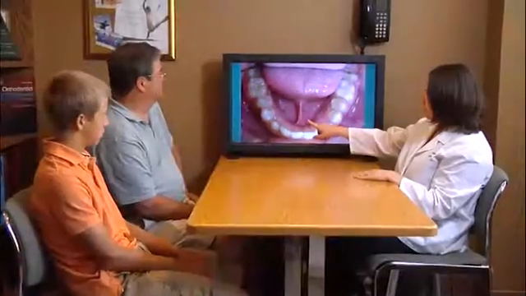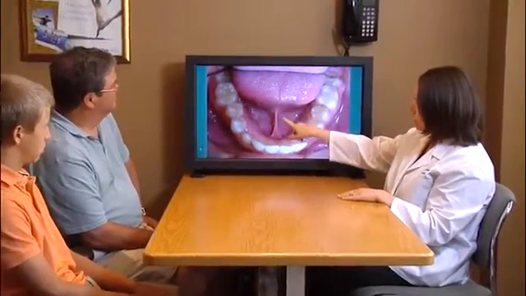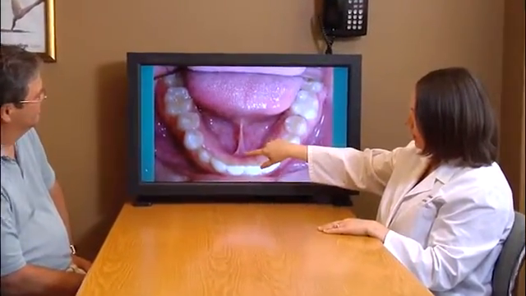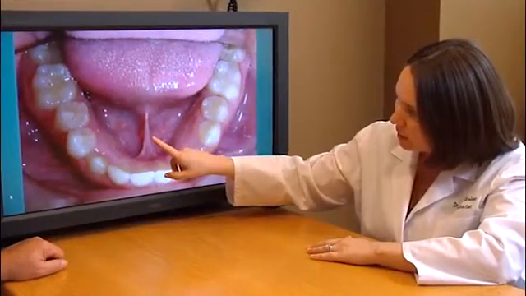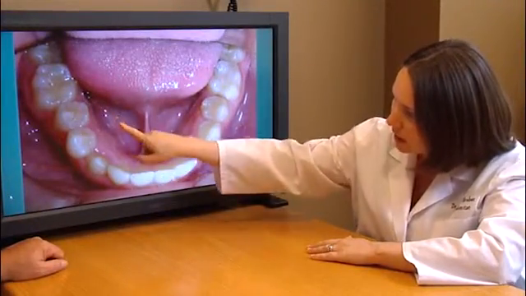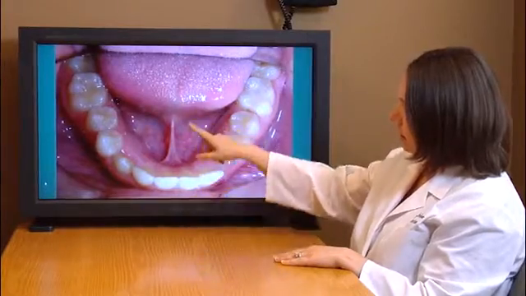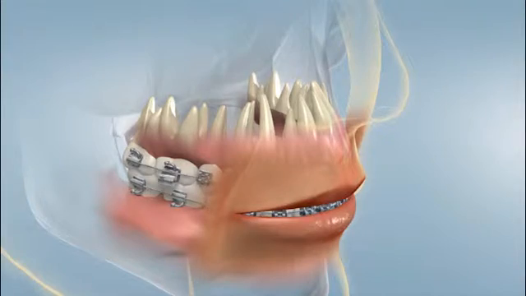A frenum is a small fold of skin or membrane that connects more movable parts of the oral cavity, like the lips, cheeks, or tongue, to the more stationary jaw and gums. The frenum under your tongue is called the lingual frenum. When the lingual frenum is too large, it may impair the patient's speech and restrict the movement of the tongue. This condition is sometimes known as tongue-tied.